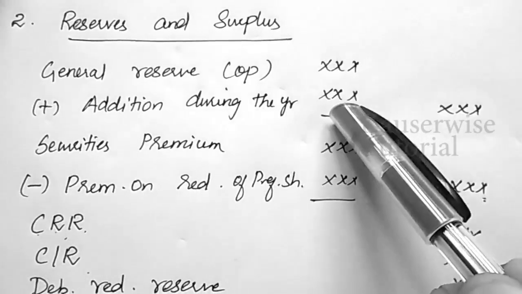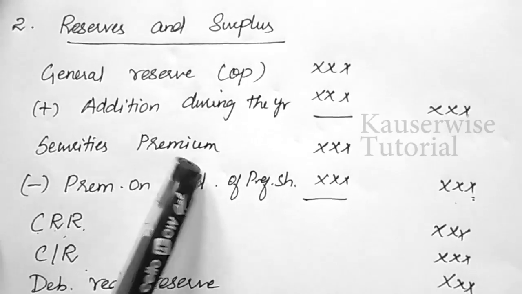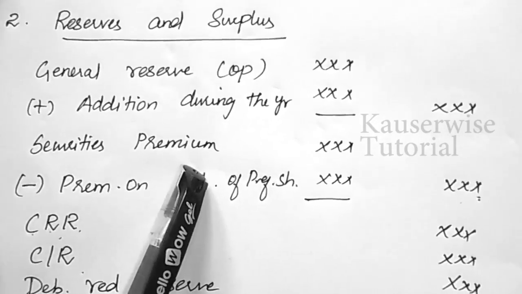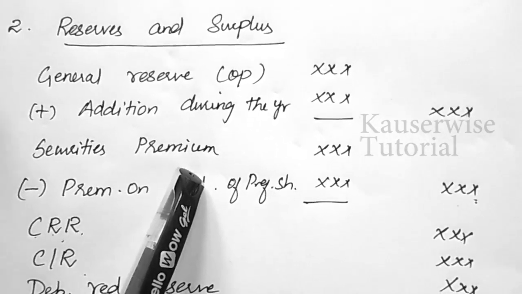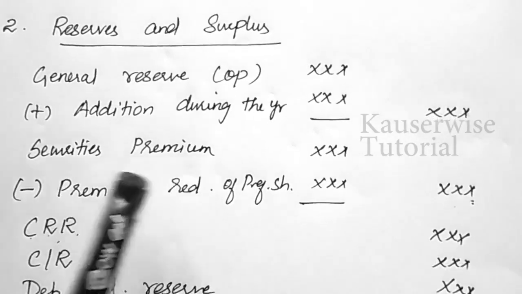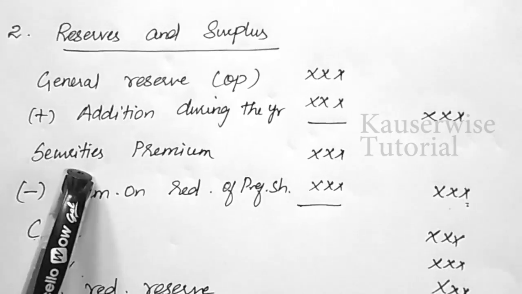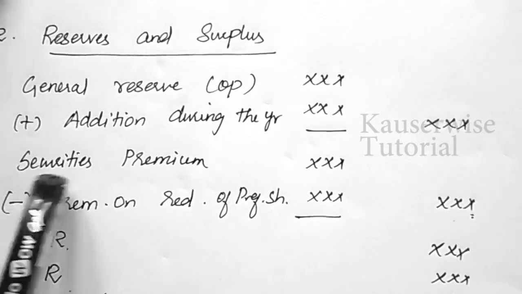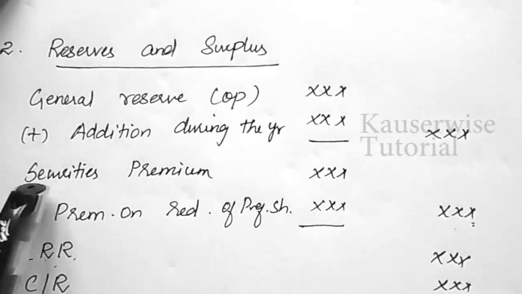And apart from the general reserve, if you have any securities premium, securities premium means at the time of issuing shares, the company may issue at premium, discount or par. So par means same value, discount means lesser than the face value, premium means extra, that is more than the face value. So if they issue shares at premium, that extra amount will be recorded under reserves and surplus, that is securities premium.